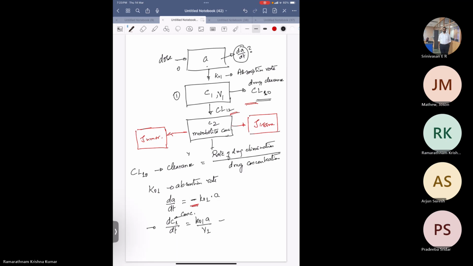Minus CL. I had given you the definition. Clearance means there is already time in there. Correct. Please note carefully where time is. And the numerators would be in the rate. Right. So what is the rate at which it is getting eliminated?